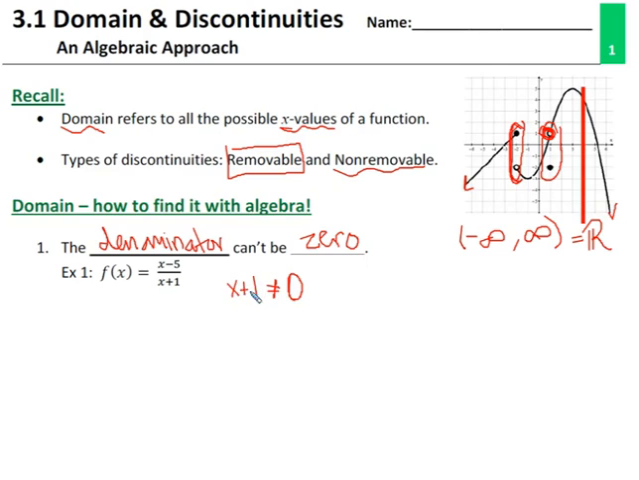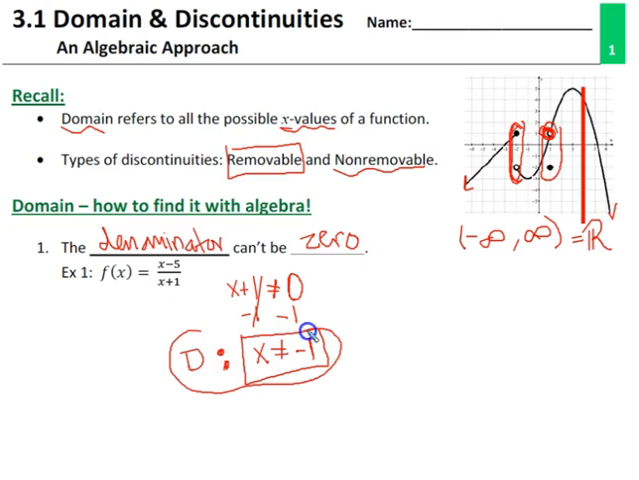But if we solve for x to figure out that one specific value that does not work, we can subtract 1 from both sides, and x cannot equal -1. So this is a domain value that does not work, meaning that it can be any other number you can think of. You can put in any other number you want for x and it will work, but the moment you put in -1, it will not.